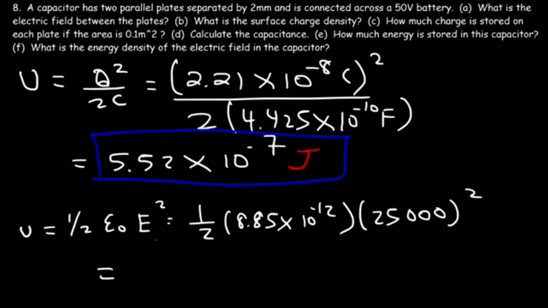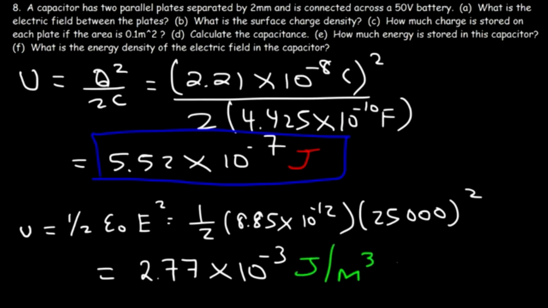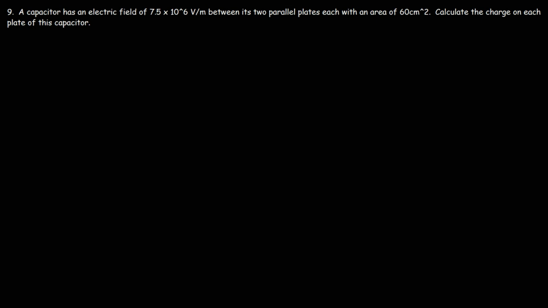So this is equal to 2.77 times 10 to the negative 3, and it's energy per unit volume. So it's joules per cubic meter. And that's it. Number 9.